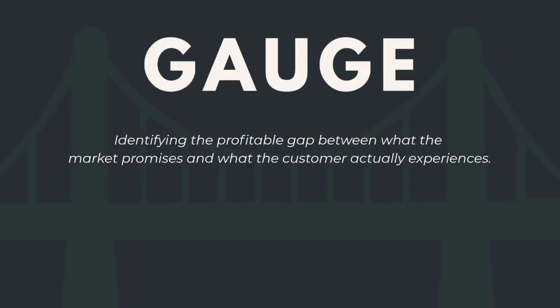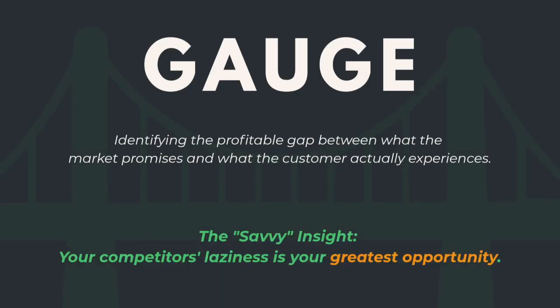So the G in edge is gauge. You're going to gauge and understand. Yes, gauge is okay. What is that gap? How can I measure what those things are? Identifying the profitable gap between what the market promises and what the customer actually experiences. So, with your gauge, this is where you can slide in and see what your competitors are not doing and how you can do them or improve what the audience is really looking for.